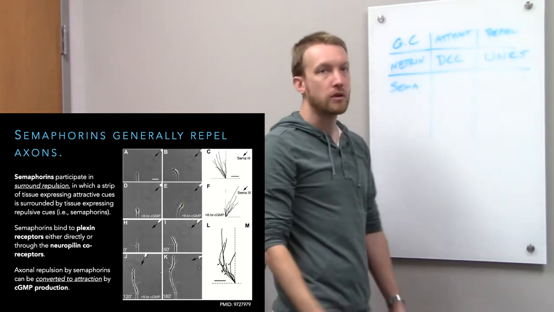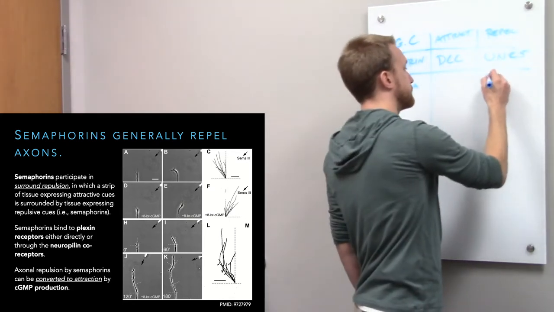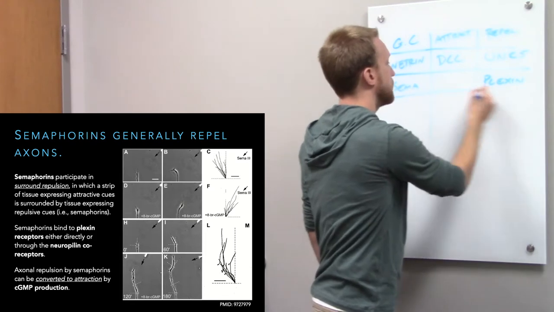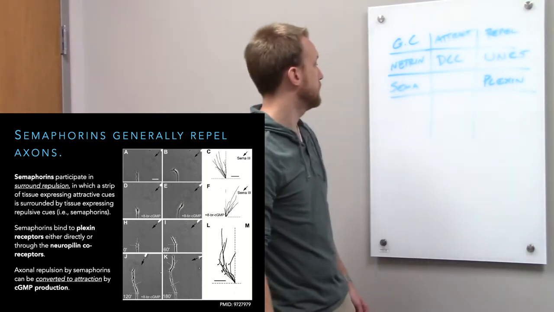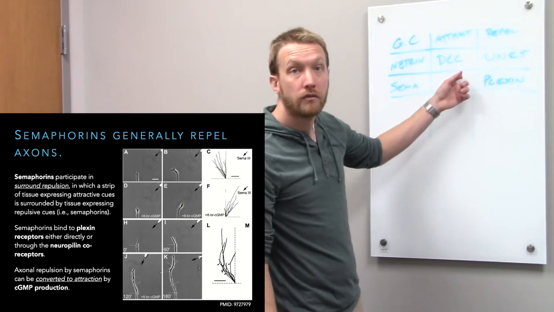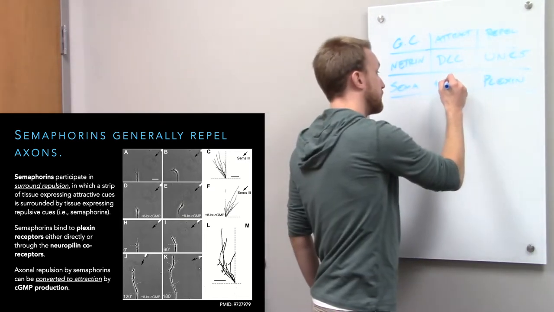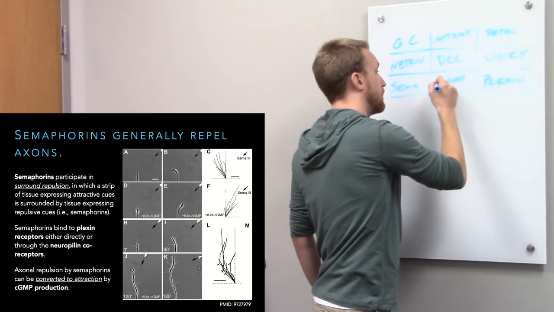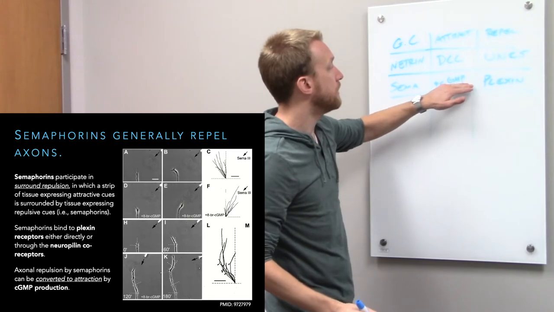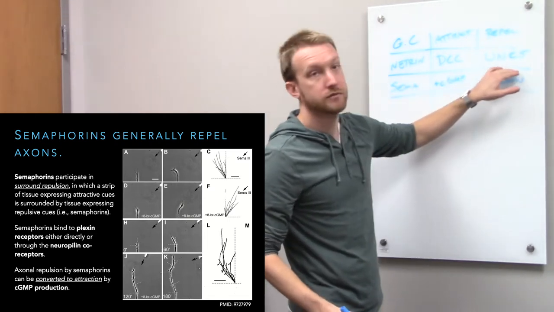So for the semaphorins, we're going to be binding to plexin receptors. And these are going to be repulsive, unless we happen to have a whole lot of cyclic GMP around. This is going to activate intracellular kinases that then affect the outcome of semaphorin binding to plexin receptors.